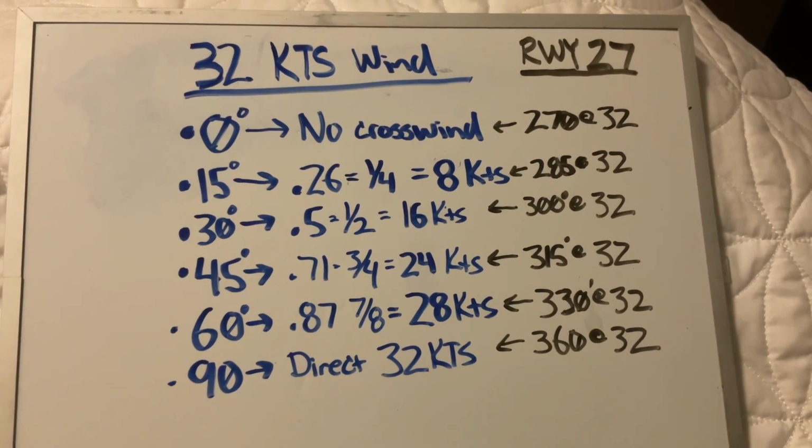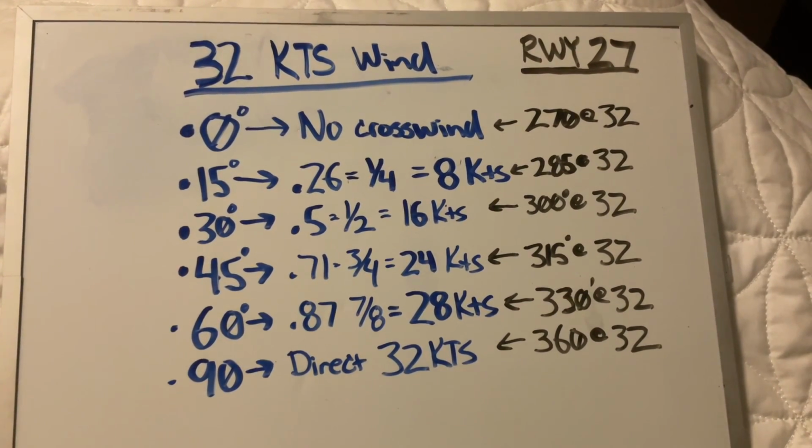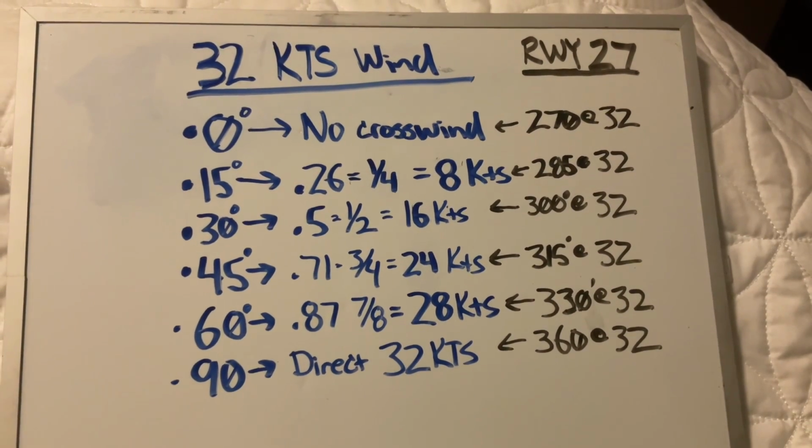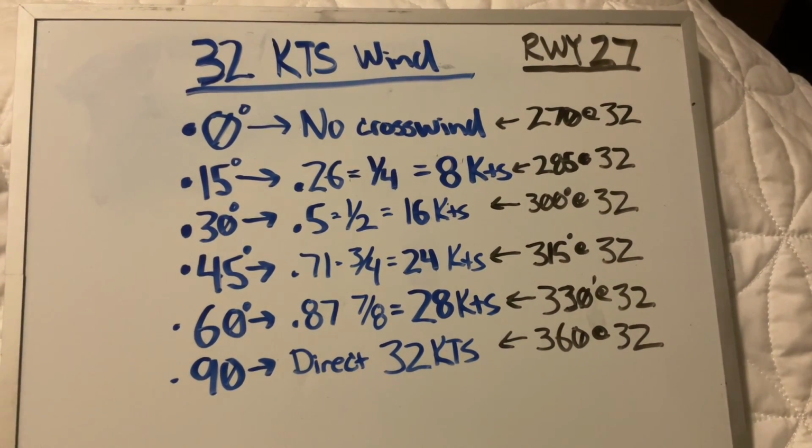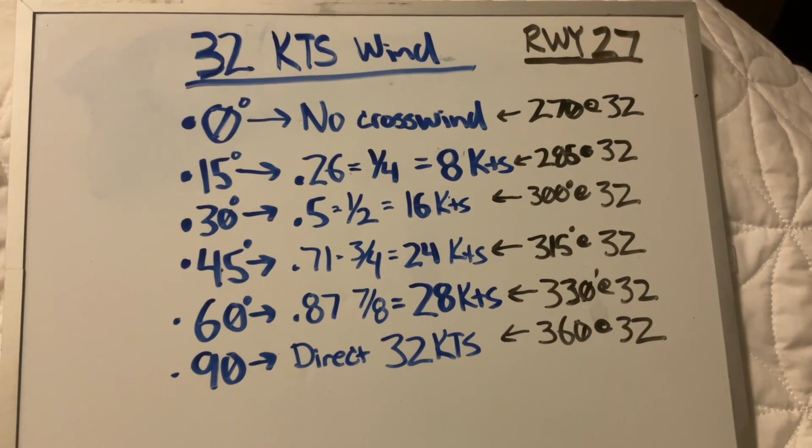If the wind is at 360 at 32, that is a direct crosswind, and that would be a direct crosswind of 32 knots. That's it.